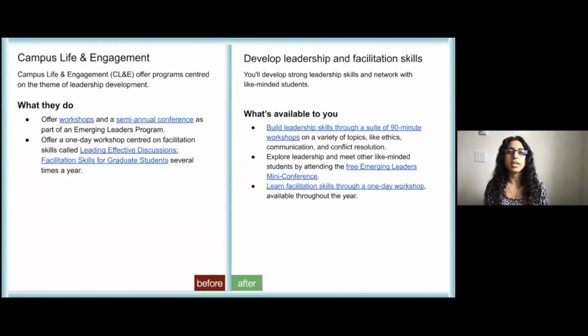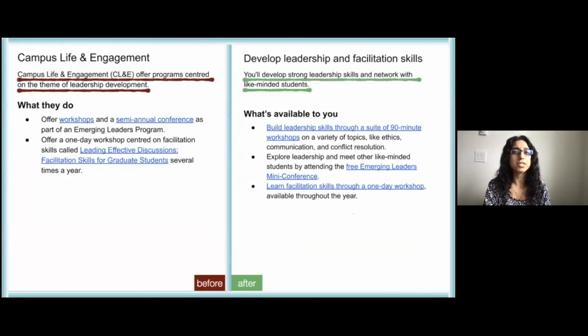So I've gone ahead here and rewritten this first section just to show the difference so we can compare them. The first sentence in this section originally read, "Campus life and engagement offer programs centered on the theme of leadership development." So now it reads, "You'll develop strong leadership skills and network with like-minded students."